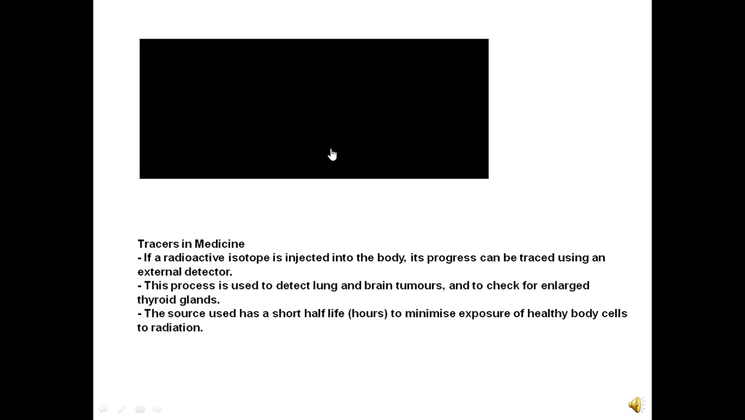Tracers in medicine, again, gamma source, where you inject the radioisotope into the body and you can follow its path around the body using a gamma camera. You can check for overactive or underactive thyroid glands. You can check for the uptake in the tumor, so you can find the tumor in the lungs or the brain. And it has a short half-life of hours so that the healthy cells are not overexposed, but you get a constant reading during the procedure so that you can make your measurements and make your conclusions based on them.